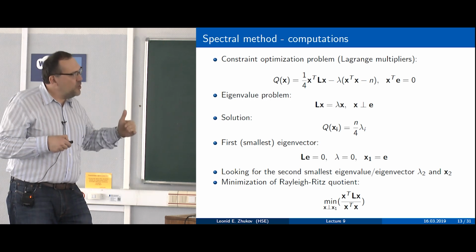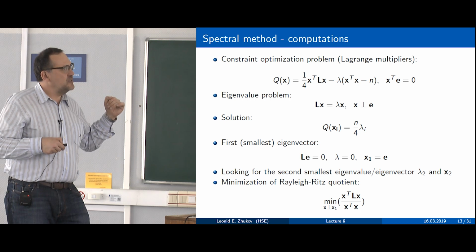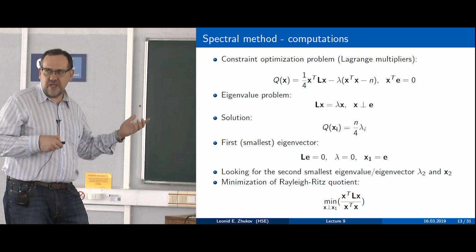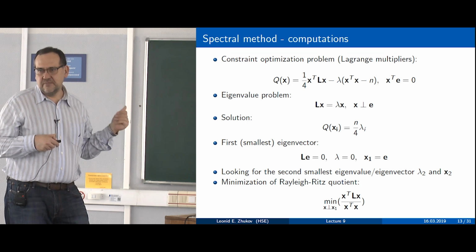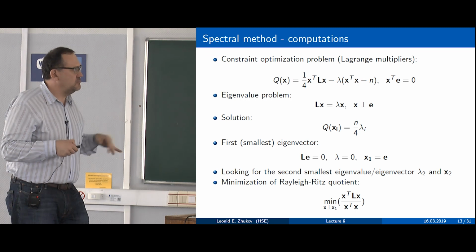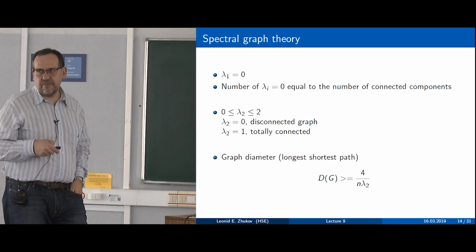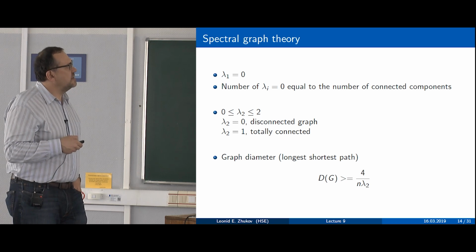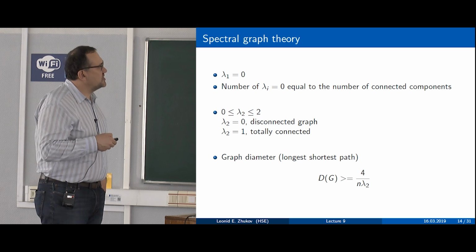So the smallest eigenvalue is 0, and the vector that corresponds to it is 1s, and that violates our constraints. So we take the eigenvector that corresponds to the second smallest eigenvalue. And that's why it is lambda 2 or x2. Okay, now that all looks like crazy magic. Let me show you how it actually works in practice.